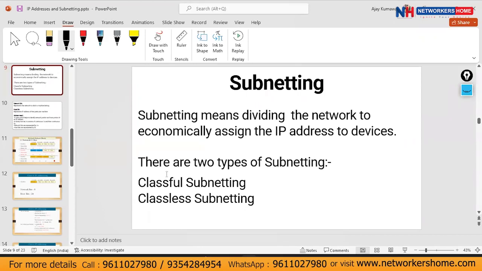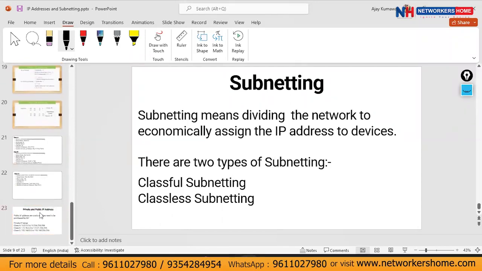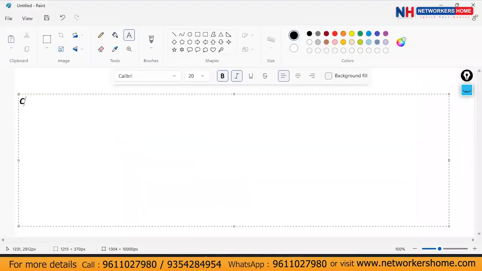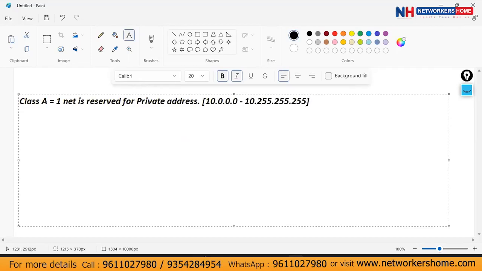All right. So about the private and public range, see here. In case of class A, one network is reserved for private addresses. Which network is reserved? It is the 10 network, starting from 10.0.0.0 till 10.255.255.255. This is reserved for class A.